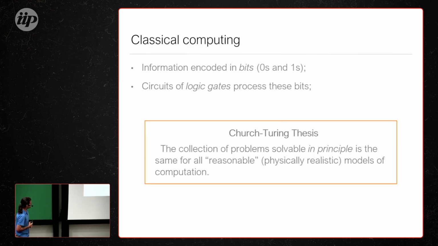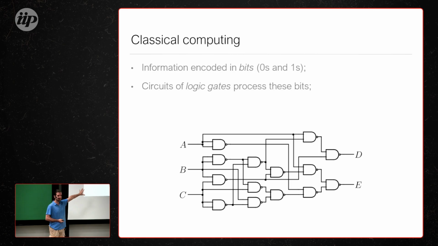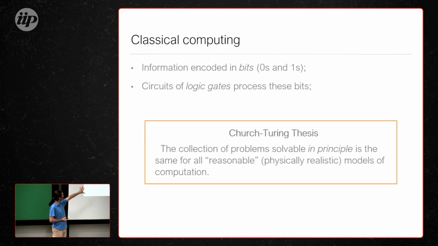Now, so far this is abstract. What do these mean? What is the physical system, the physical architecture that's going to embody this classical computer? In complexity theory, in theoretical computer science, there's a thesis, the Church-Turing thesis, that says that the physical system doesn't matter too much. It says that the collection of problems that you can solve in principle is the same for all reasonable models of computation, and that word's doing some heavy lifting here.